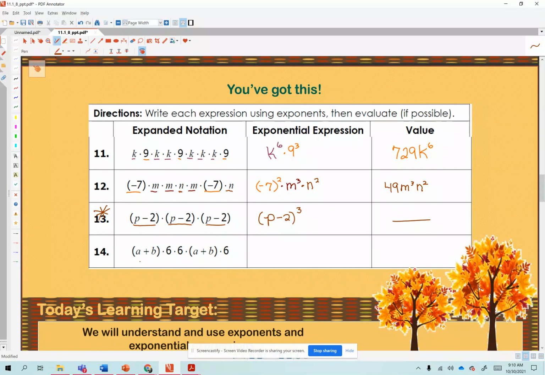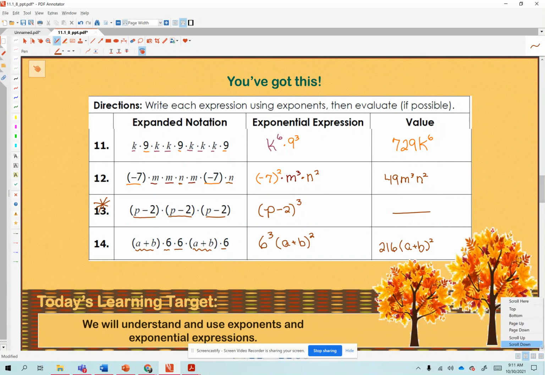And finally, in number 14, we have a plus b times 6 times 6 times a plus b times 6. So how many 6's do we have? We have 3, so we have 6 to the 3rd, and we have 2 a plus b's. So that's a plus b to the 2nd power. Now, we can evaluate 6 times 6 is 36. 36 times 6 is 216. So that final answer would be 216 times a plus b to the 2nd power.